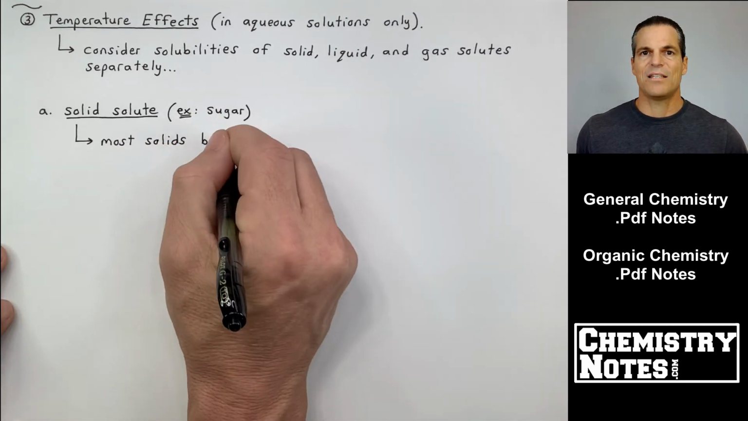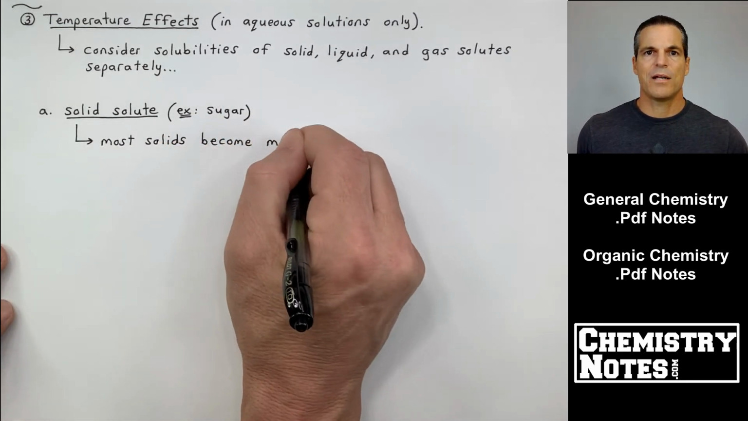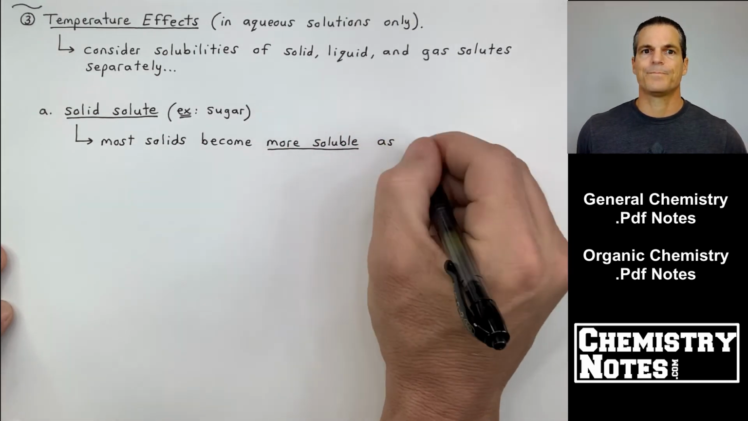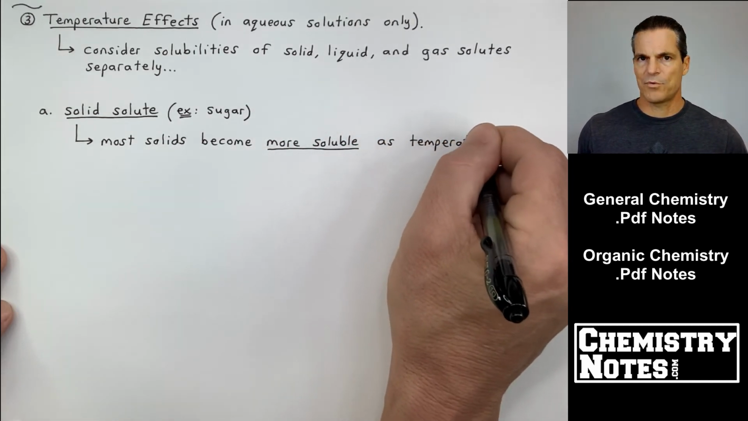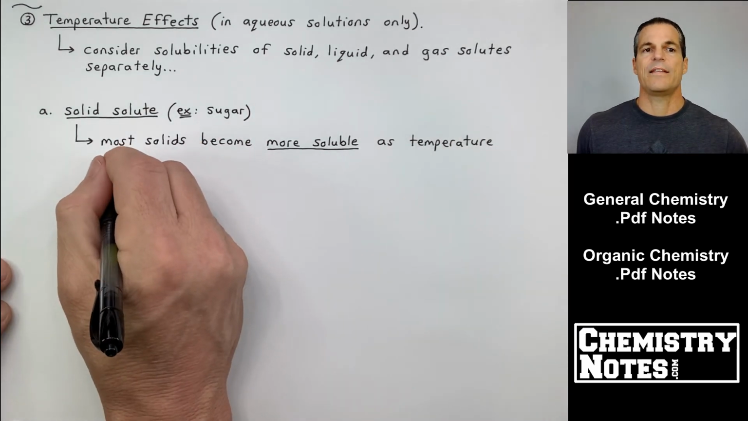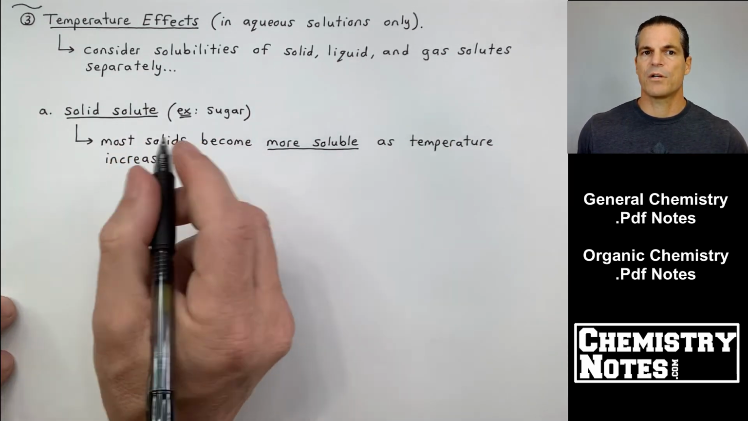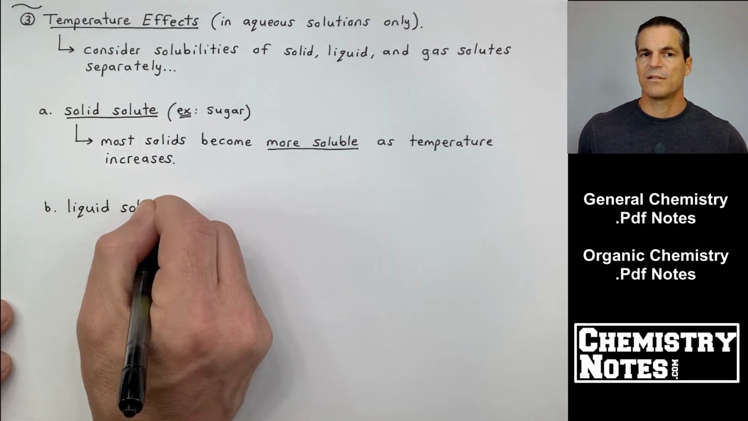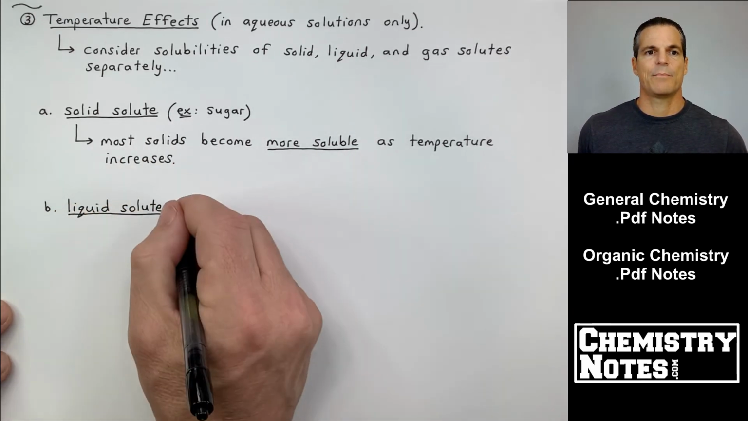A solid solute is an example, sugar, right? If you have hot tea versus iced tea, it's much easier to dissolve the sugar in hot tea as opposed to iced tea. And the same thing would be true with liquids. We'll see that. In a solid solute, for example sugar, most solids become more soluble as temperature increases, like the hot tea and the iced tea example.